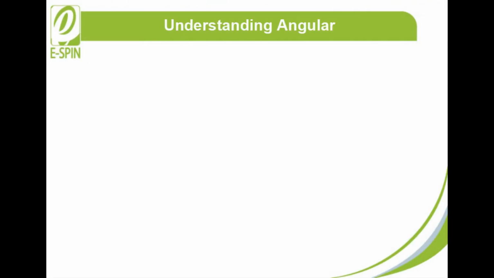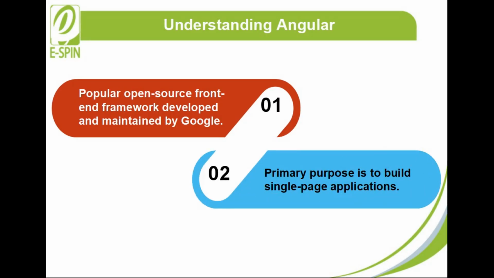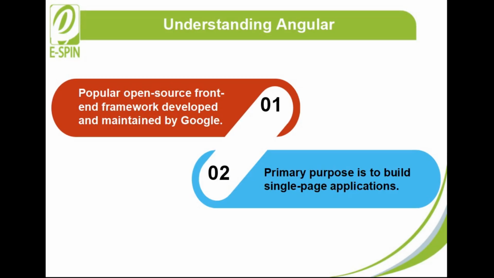Understanding Angular. 1. Angular is a popular open-source front-end framework developed and maintained by Google. Launched in 2010 as AngularJS, the framework has evolved significantly over the years. 2. Angular's primary purpose is to build single-page applications. This approach enhances user experience by providing faster load times and smoother transitions between pages.